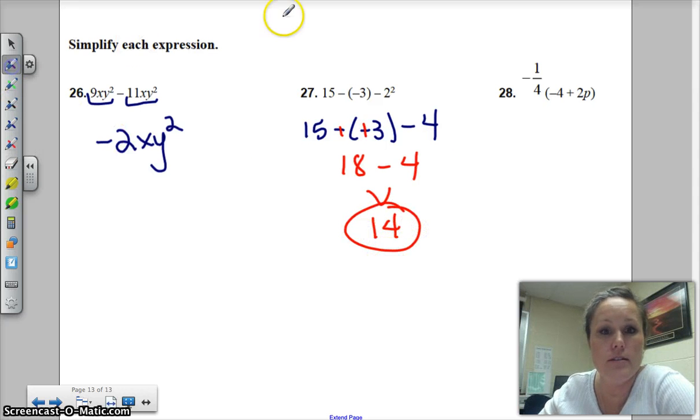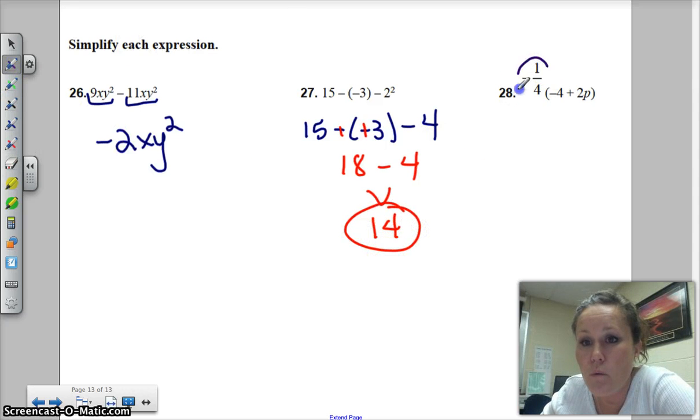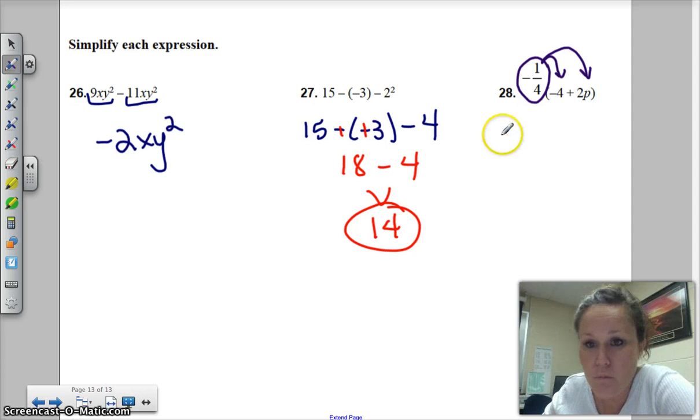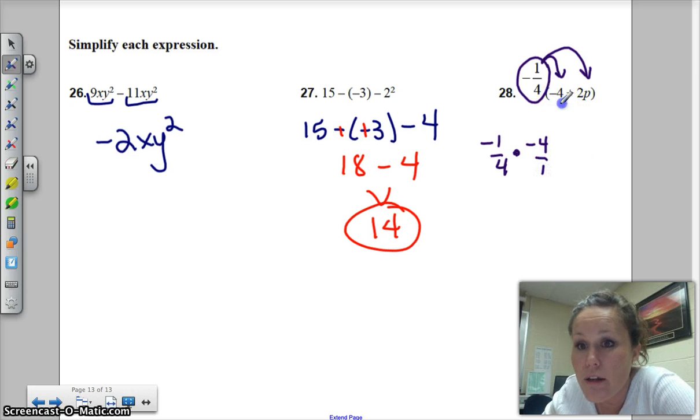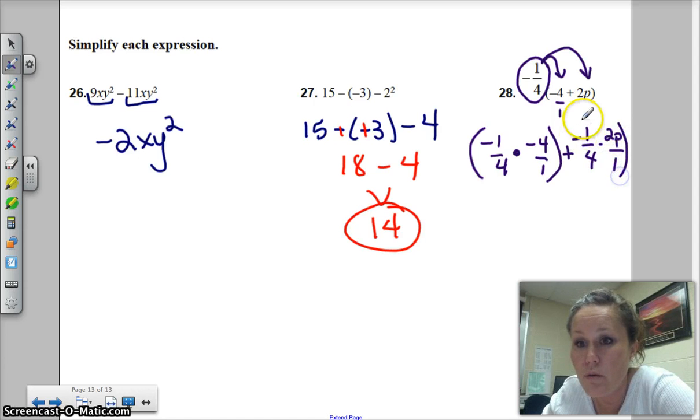And last but not least, you need to distribute negative 1/4 to everything inside here. So you're going to have negative 1/4 times negative 4 over 1. All I did was put this over 1 so that it was a fraction and I could multiply it. And then plus negative 1/4 times 2p over 1. Woo, that's a lot of stuff.